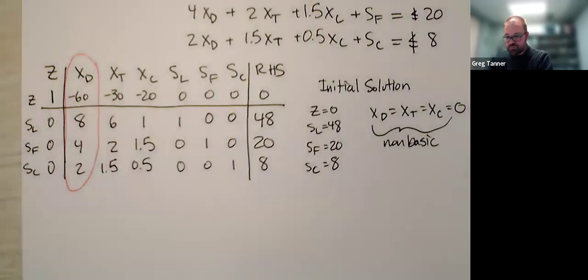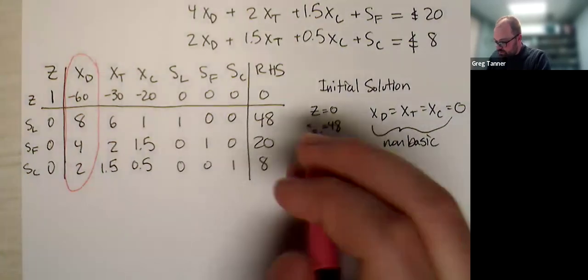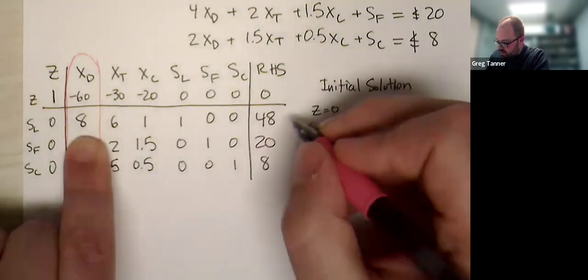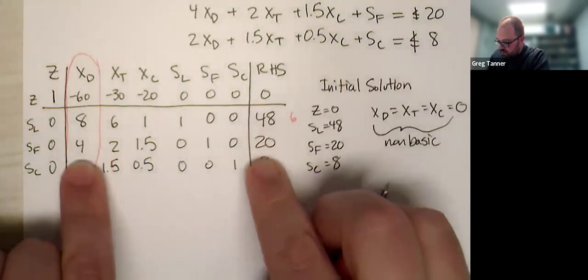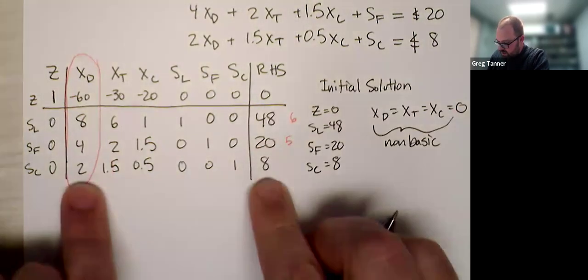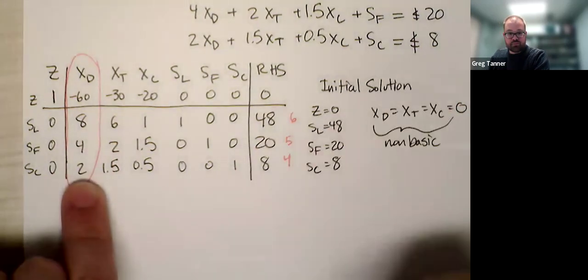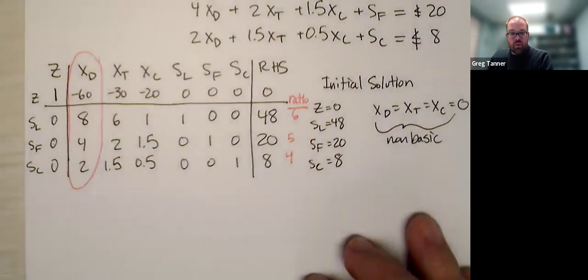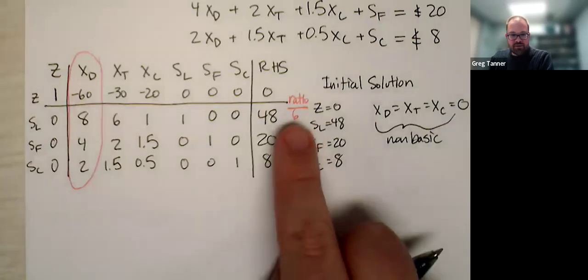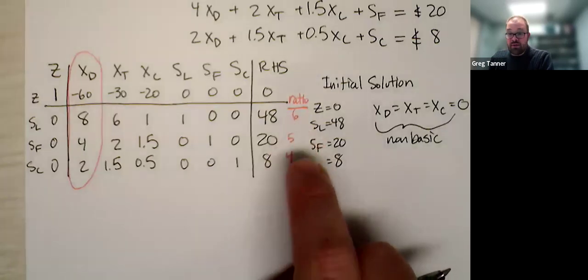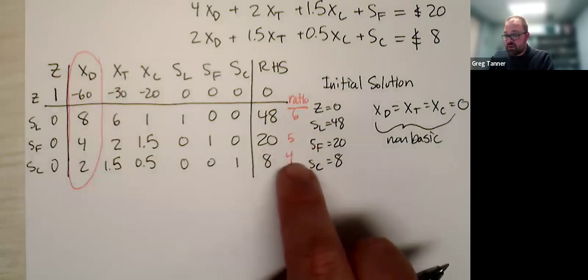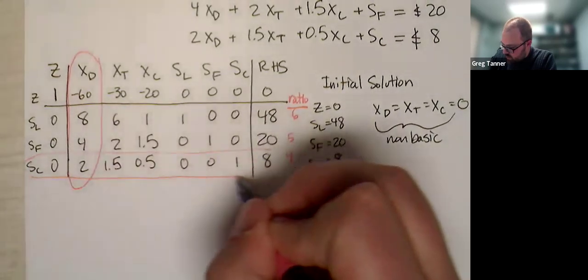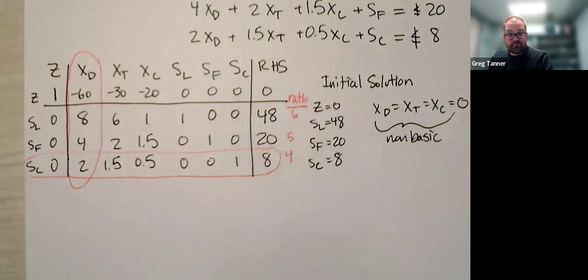And I like to circle that column. Now let's go ahead and do the ratio test. And so I'm going to take the right-hand side divided by this, and 48 divided by 8 is 6, 20 divided by 4 is 5, and 8 divided by 2 is 4. So here I'll maybe write this as ratios. Okay, I maybe didn't leave myself quite enough space. Now I want to choose the smallest positive ratio, and that's going to be this last row here. And so my exiting variable is going to be SC.